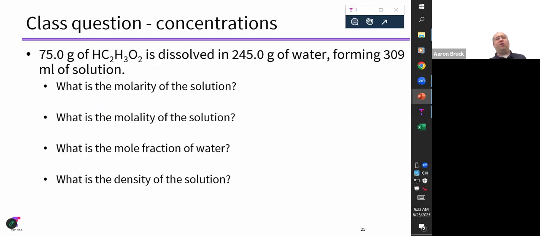So let's take a look at a question here where we're asked to do a variety of things with concentrations. So I've got 75 grams of acetic acid. I've dissolved it in 45 grams of water. And the total volume of the solution after everything is mixed together is 309 milliliters. The first question is this: what is the molarity? What is the molality? What is the mole fraction? And what is the density?